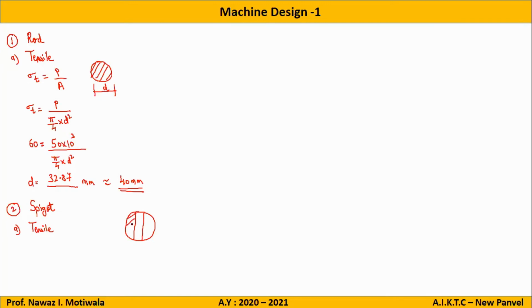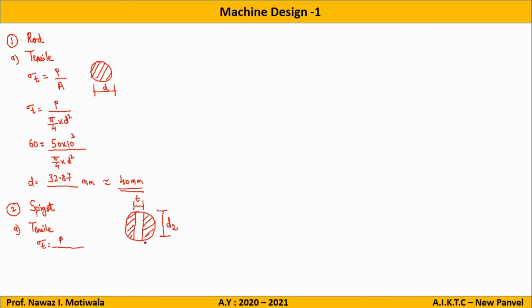So this part is hatched because this will be the area on which load will be acting. Correct or no? So this is D2, that is the diameter of spigot, and this was how much? This is T, thickness of cotter, quarter. So if this is the area, what can I write? Sigma T is equal to P divided by, in place of area what can I write?